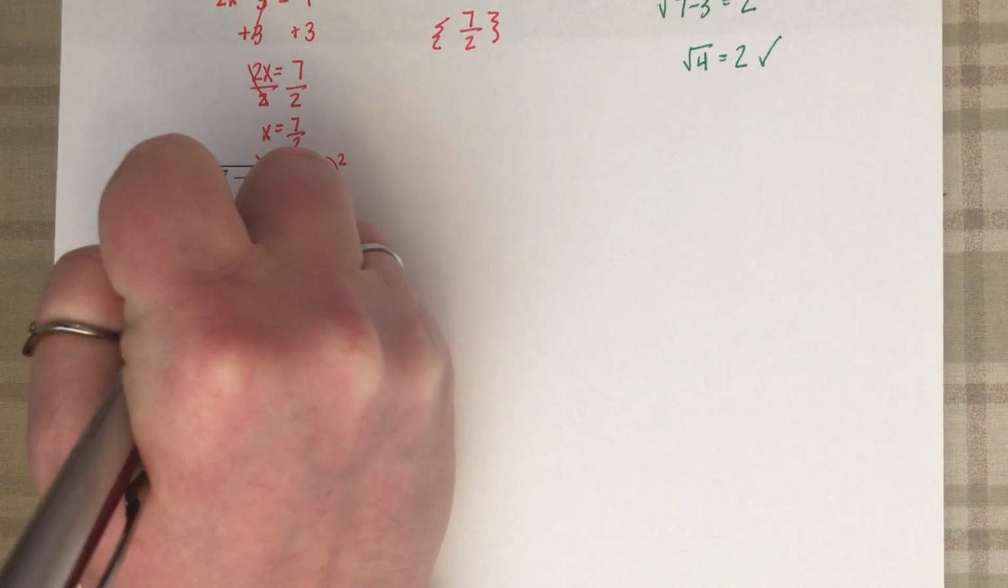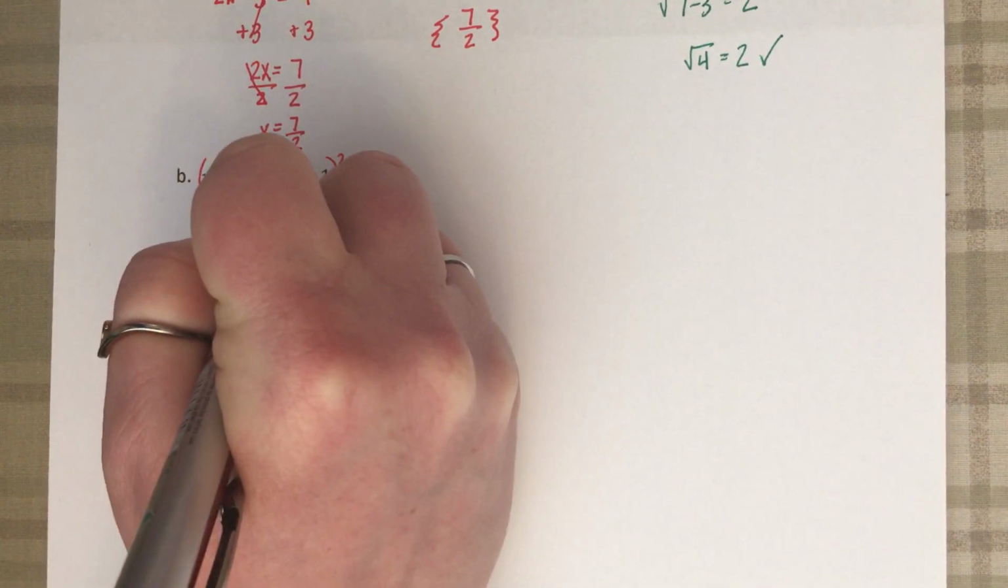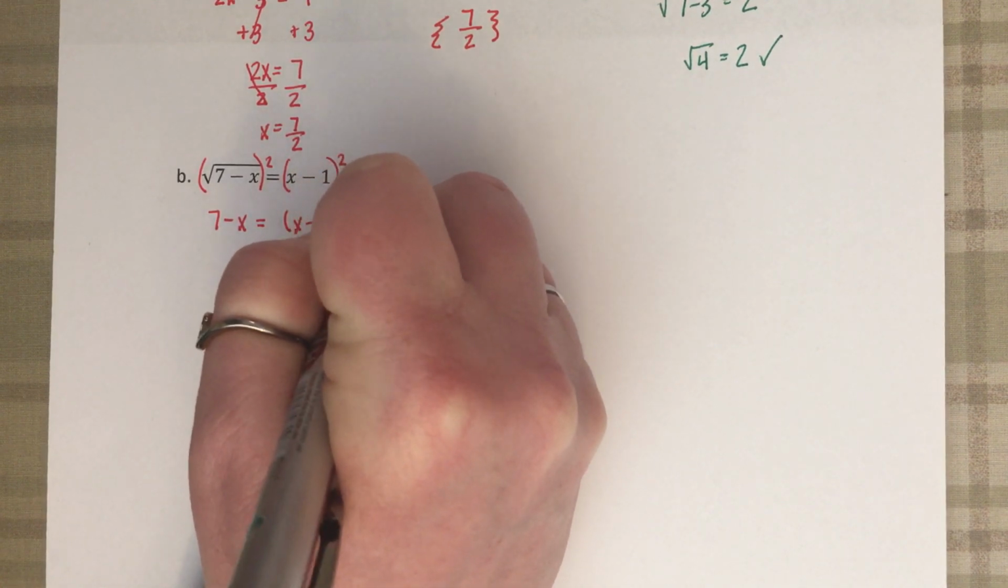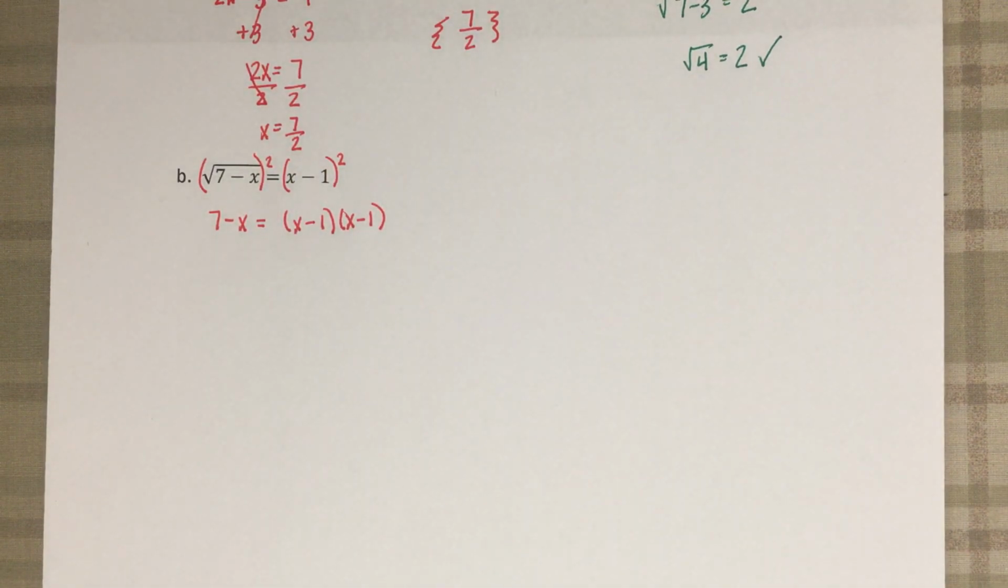On the left side, we get 7 minus x. On the right side, we need to remember, and I'm going to write out this middle step just to remind us, we need to make sure that we multiply this out. That we FOIL, that we distribute, whatever you want to call it, but that we actually go through the process on the right side to multiply and get all of those different terms. We're not just going to take x squared and 1 squared.